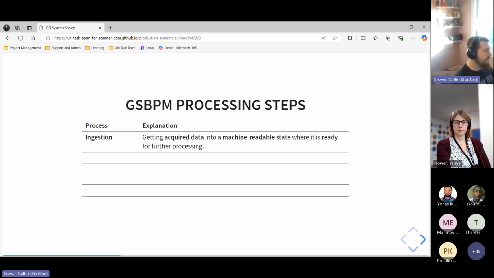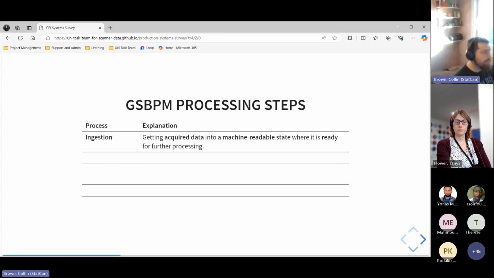The first is ingestion, and what we mean by that is getting data that's been acquired into some kind of machine-readable state so that further processing can happen. Again, this can look very different depending on different organizations. That could be ingesting a retailer's database dump into your data warehouse.